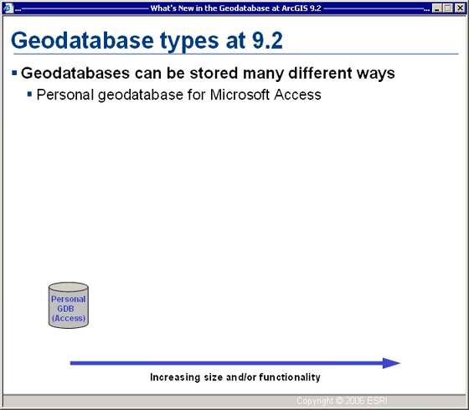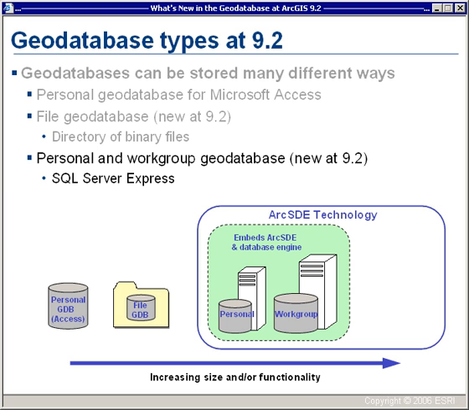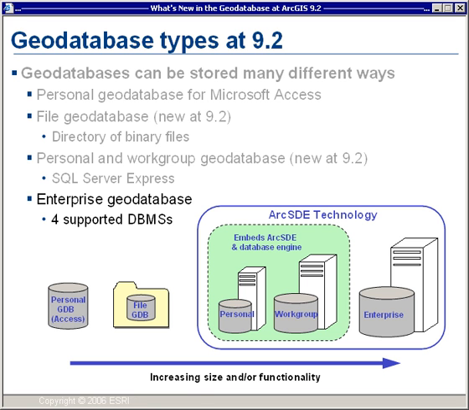Personal Geodatabase for Microsoft Access has been available since ArcGIS 8.0 and continues to be available in 9.2. The File Geodatabase is a new storage option and utilizes a directory of binary files to store the data. This type of geodatabase is not tied to a DBMS. Personal and workgroup geodatabases are part of the new bundled database server option available with 9.2. These types of geodatabases use SQL Server Express Edition to store the data. Enterprise geodatabases have been available for many years and support 4 DBMSs. These last 3 types of geodatabase utilize ArcSDE technology for storing, connecting, and editing the data.